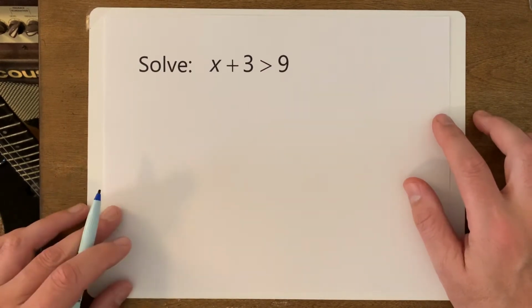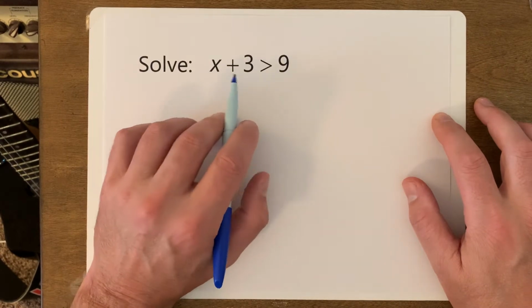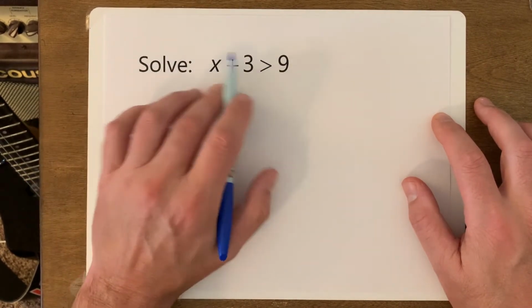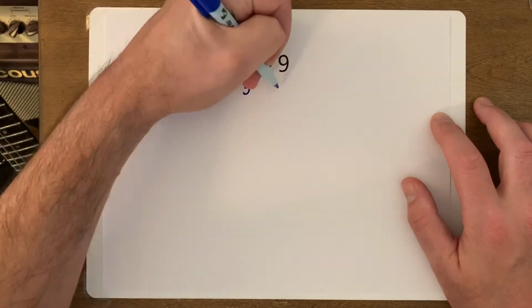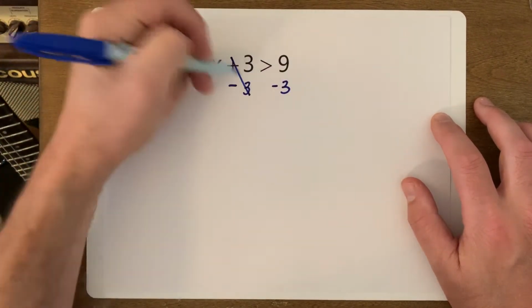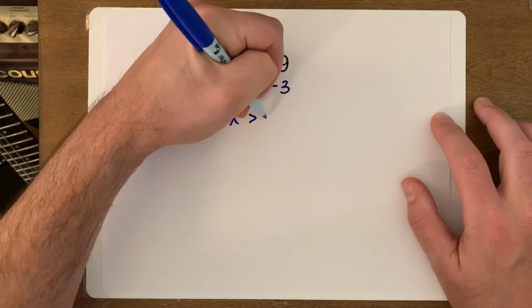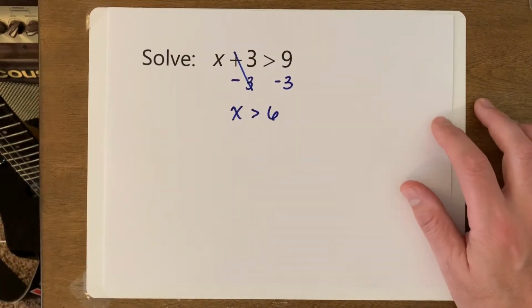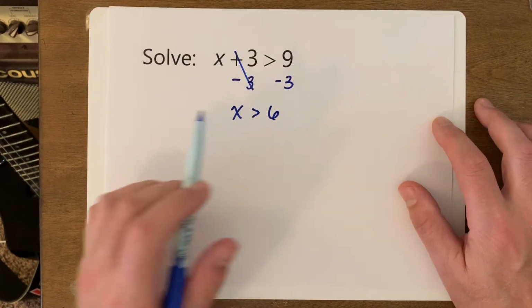And so the first one, we see x plus 3 greater than 9. For this one, we're going to treat this like an equation first. Subtract 3, cancel that out, bring my x down, greater than 9 minus 3 is 6. And so it turns out that our solution set is all real numbers greater than 6.